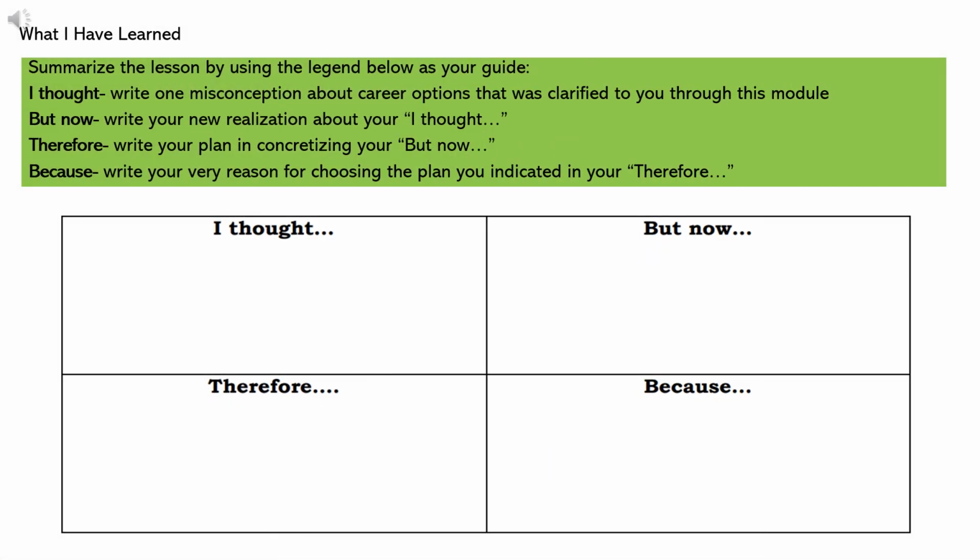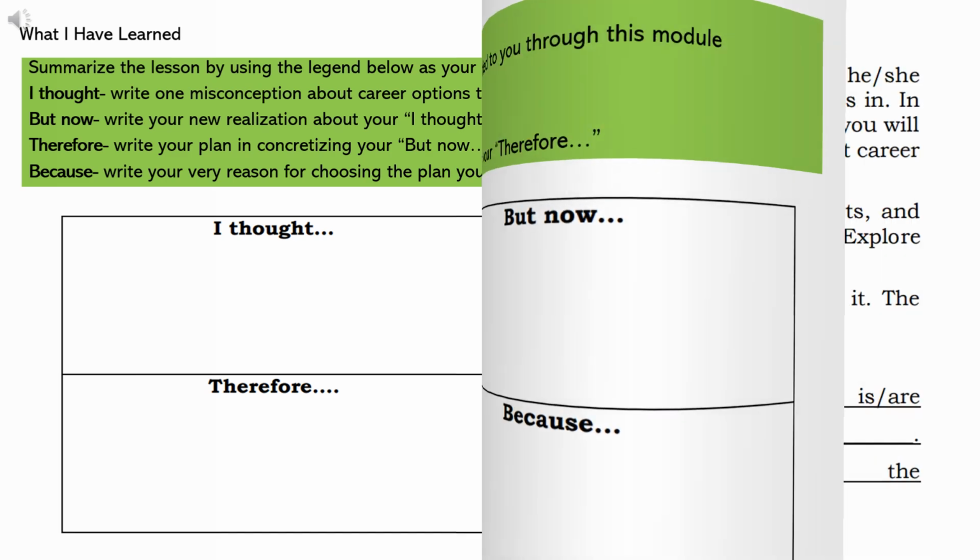As mentioned at the beginning of this module, you may have personal concepts that may be strengthened or modified by going through this lesson. By using the chart below, write your most essential takeaway from the module. Summarize the lesson by using the legend below as your guide. I thought: write one misconception about career options that was clarified to you through this module. But now: write your new realization about your I thought. Therefore: write your plan in concretizing your but now. Because: write your very reason for choosing the plan you indicated in your therefore.